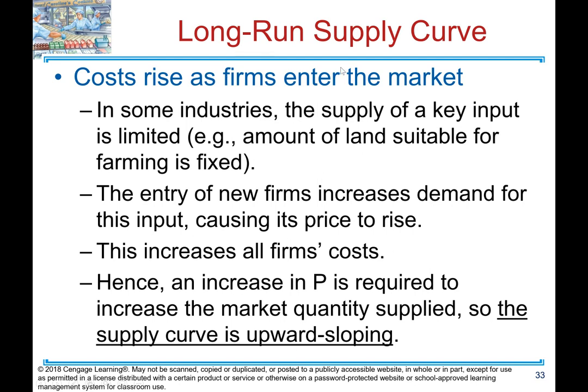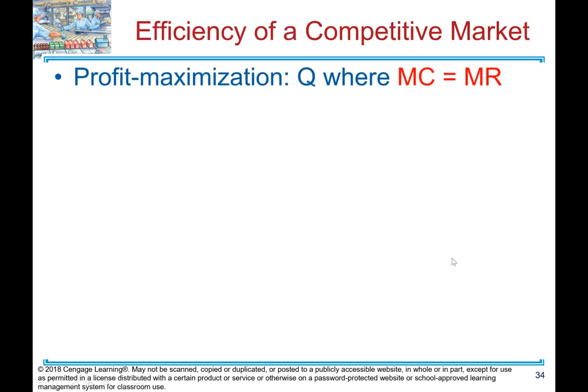Costs rise as farms enter the market. In some industries, the supply of a key input is limited. For example, the amount of land suitable for farming is fixed. The entry of new farms increases demand for this input, causing its price to rise. This increases all farms' costs. Hence, an increase in price is required to increase the market quantity supplied, so the supply curve is upward sloping, or an increasing cost industry.